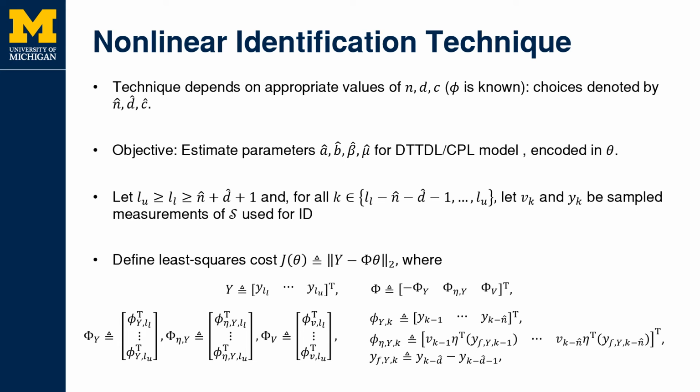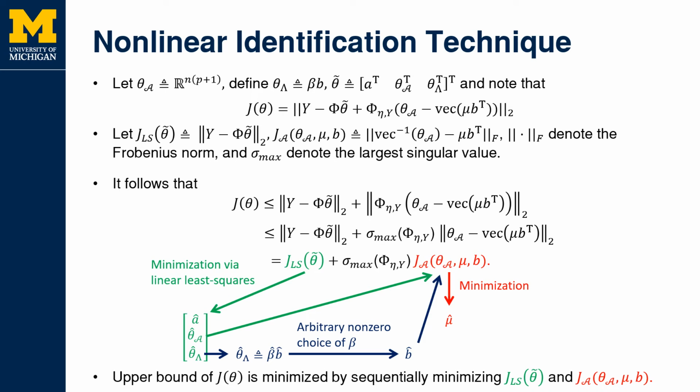For this purpose, we first define the least squares cost J that represents the difference between the measured output and the output from the current model. The strategy is then to minimize the upper bound of J by sequentially minimizing J_LS and J_A, which require minimization via linear least squares, an arbitrary choice of beta, since b and beta are unidentifiable from theta lambda, and the minimization of J_A.